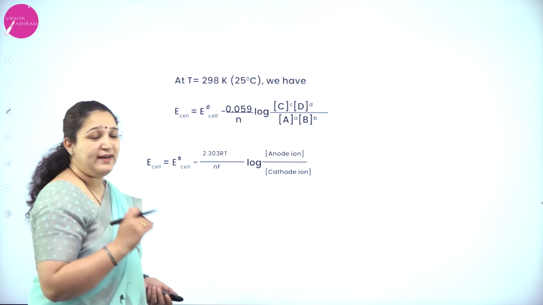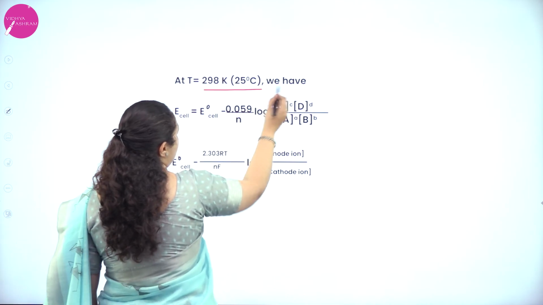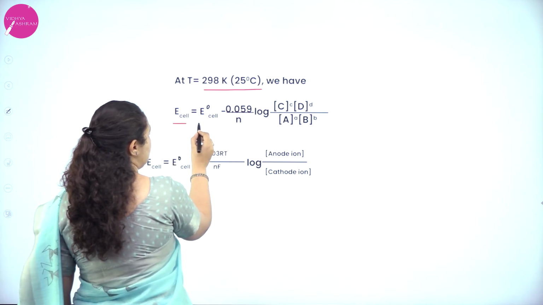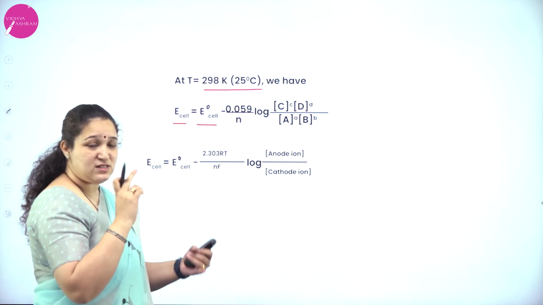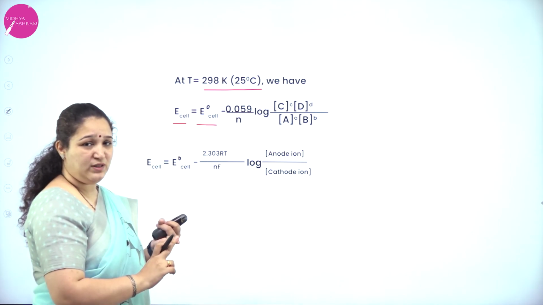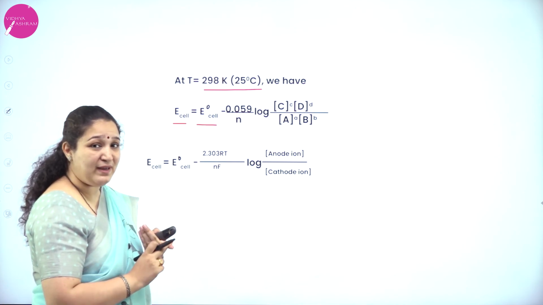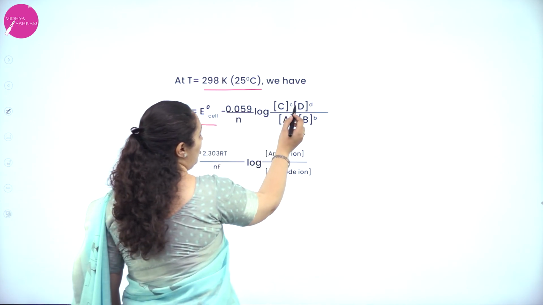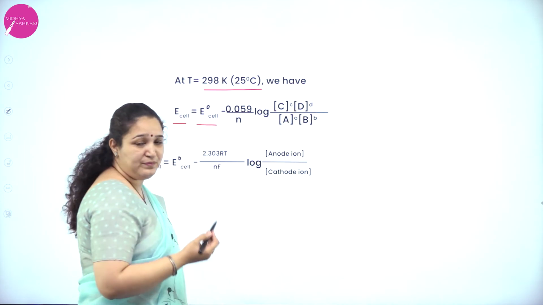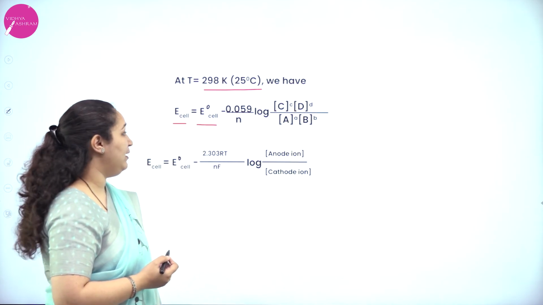Or at 298 Kelvin, that is 25 degrees Celsius, we can also write it as E cell equals E naught of the cell minus 0.059, that is 2.303 into 8.314 into 298 divided by 96,500, divided by n, log of C to the power c, D to the power d, A to the power a and B to the power b.